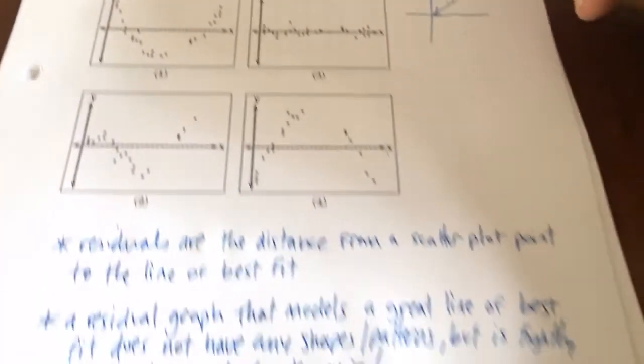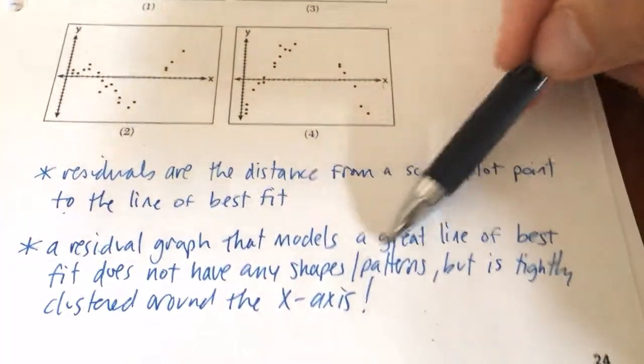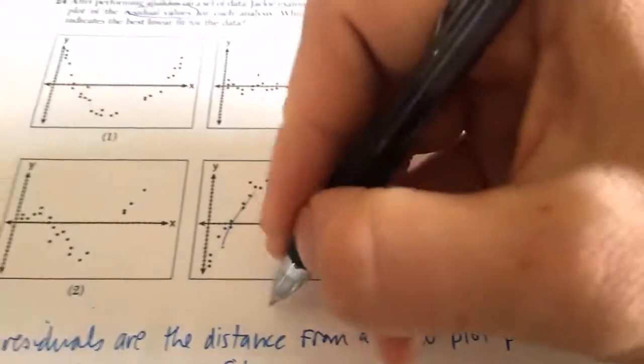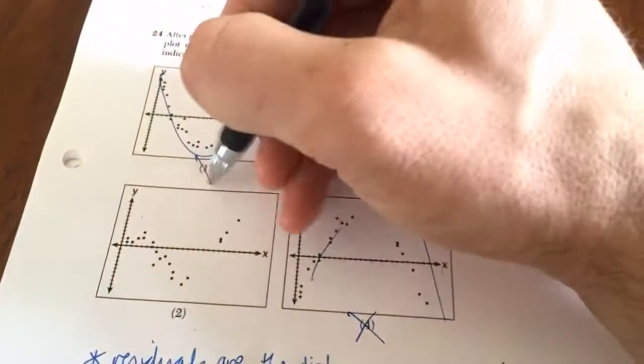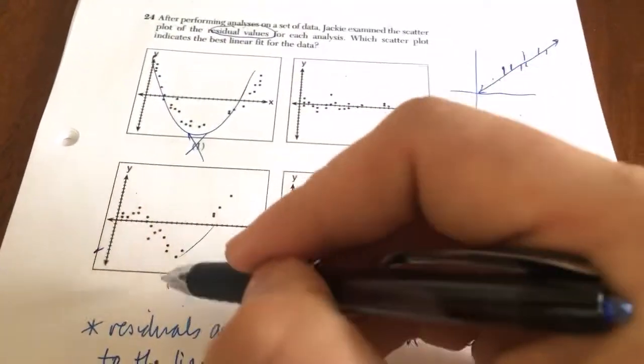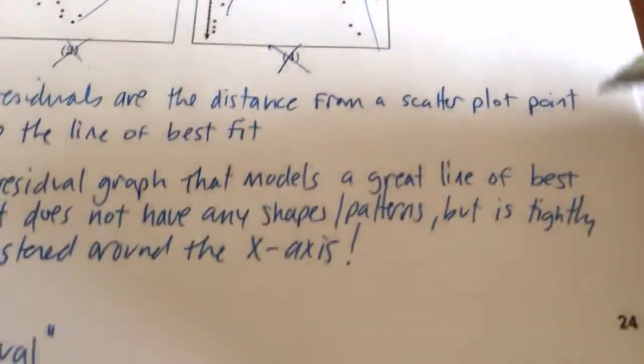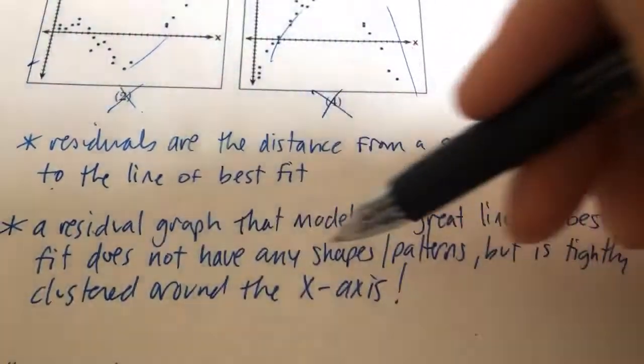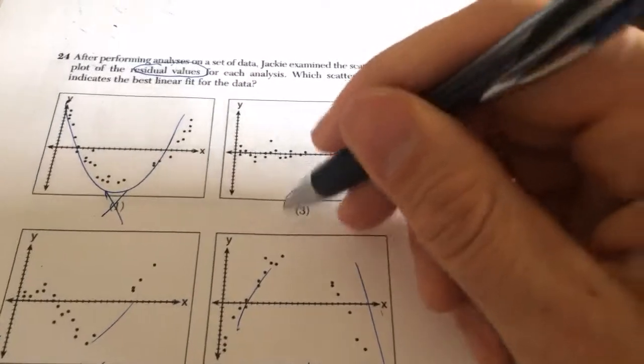Okay, so what you're looking for is a residual graph that models a great line of best fit, does not have any shapes or patterns. See how this looks like a parabola? That's not going to be it. This looks like a parabola. That's not going to be it. This kind of goes up and down. That's not going to be it. What you're looking for is tightly clustered points around the x-axis, which is like number 3.